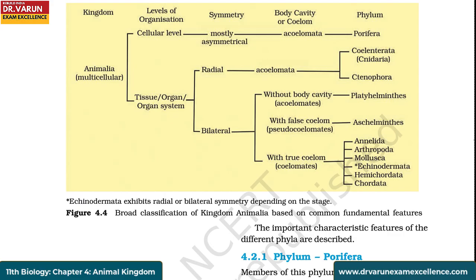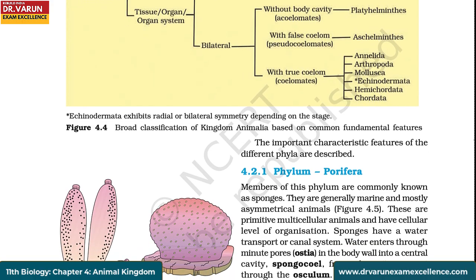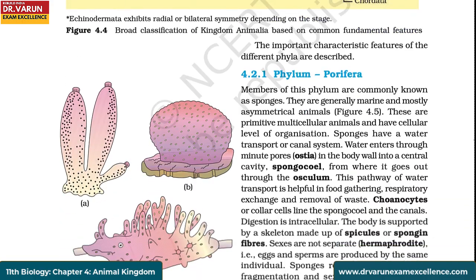With false coelom are pseudocoelomates, Aschelminthes. With true coelom are Annelida, Arthropoda, Mollusca, Echinodermata, Hemichordata and Chordata. For Echinodermata, you have to note that Echinodermata exhibits radial or bilateral symmetry depending on the stage. The important characteristic features of the different phyla are described.